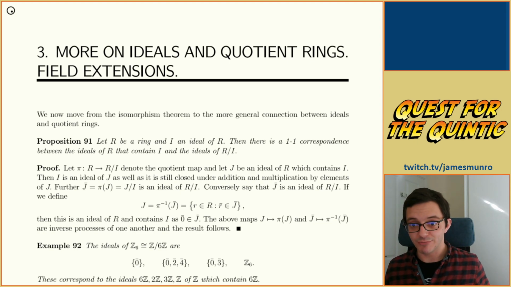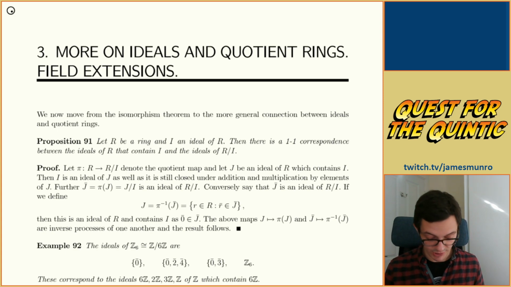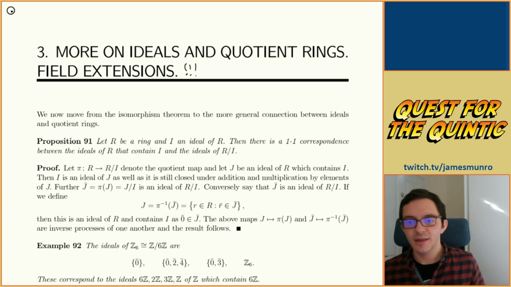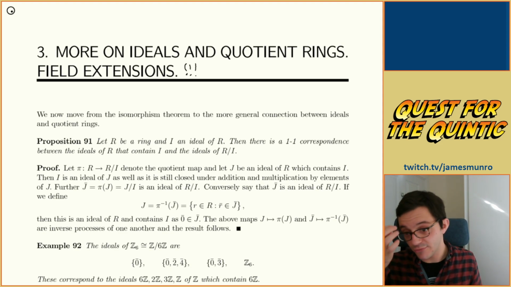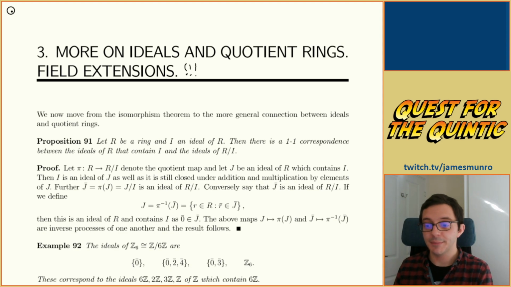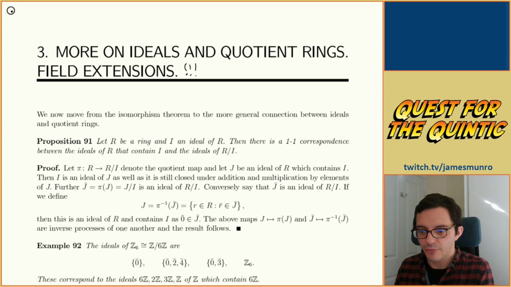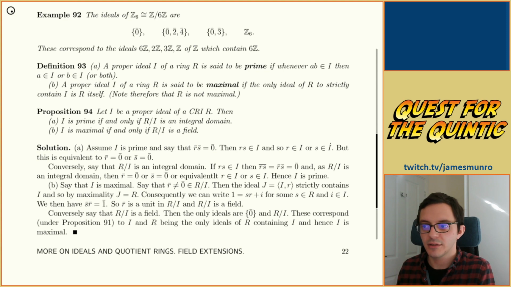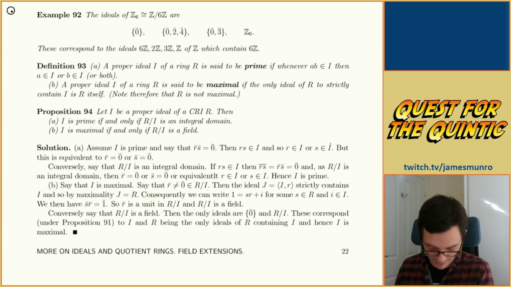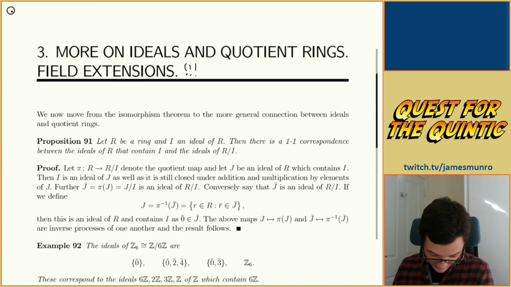Right. More about ideals and quotient rings and field extensions, which we care about. Field extensions are, I think, the thing about adding in these extra radicals and extra roots. Let's read. A lot of reading on this stream, isn't there? Okay. Proper ideal. Oh wait, I've already skipped a definition. Ideals closed under addition and multiplication. What are we talking about?